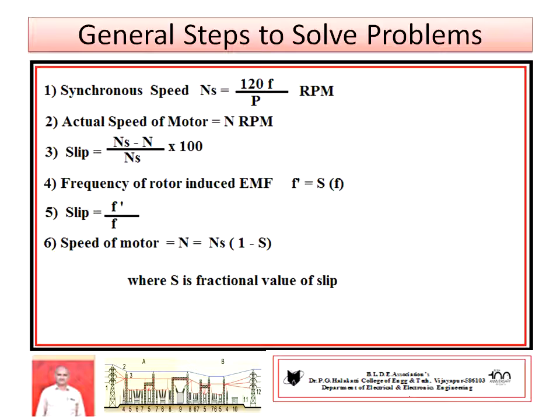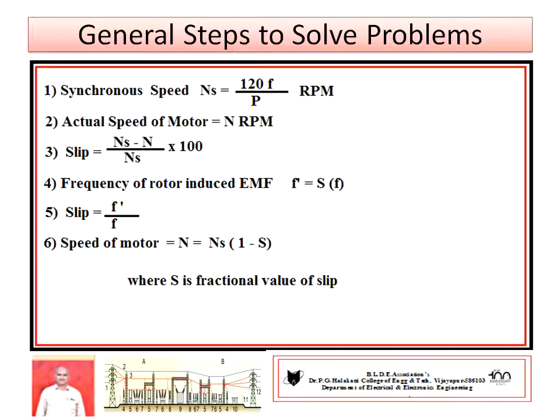Then slip is denoted by S. It is equal to the difference of speed. Slip speed is Ns minus N, that is synchronous speed of rotating magnetic field minus actual speed of the motor. It is called slip speed. So how are you going to calculate slip? Slip equals Ns minus N divided by Ns, into 100. If you multiply by 100, you get percentage slip. If you do not multiply by 100, that is the fractional value of slip.